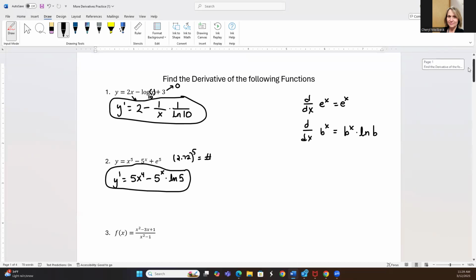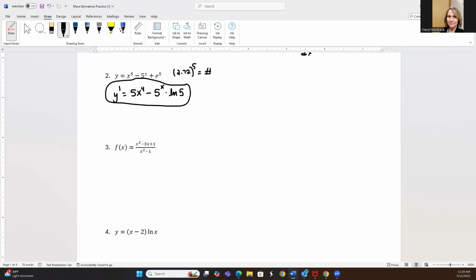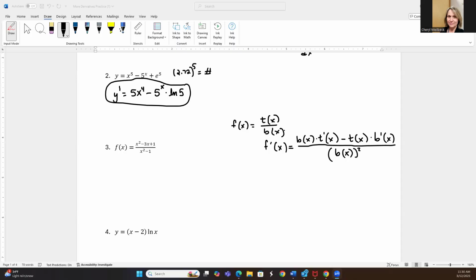If we look at problem 3, that is our quotient rule. So let's review our rule for quotients. If we have a quotient function where it has a numerator and a denominator that are both functions, the way we take its derivative is we say the derivative will be the bottom function times the derivative of the top minus the top function times the derivative of the bottom, all over the bottom squared.